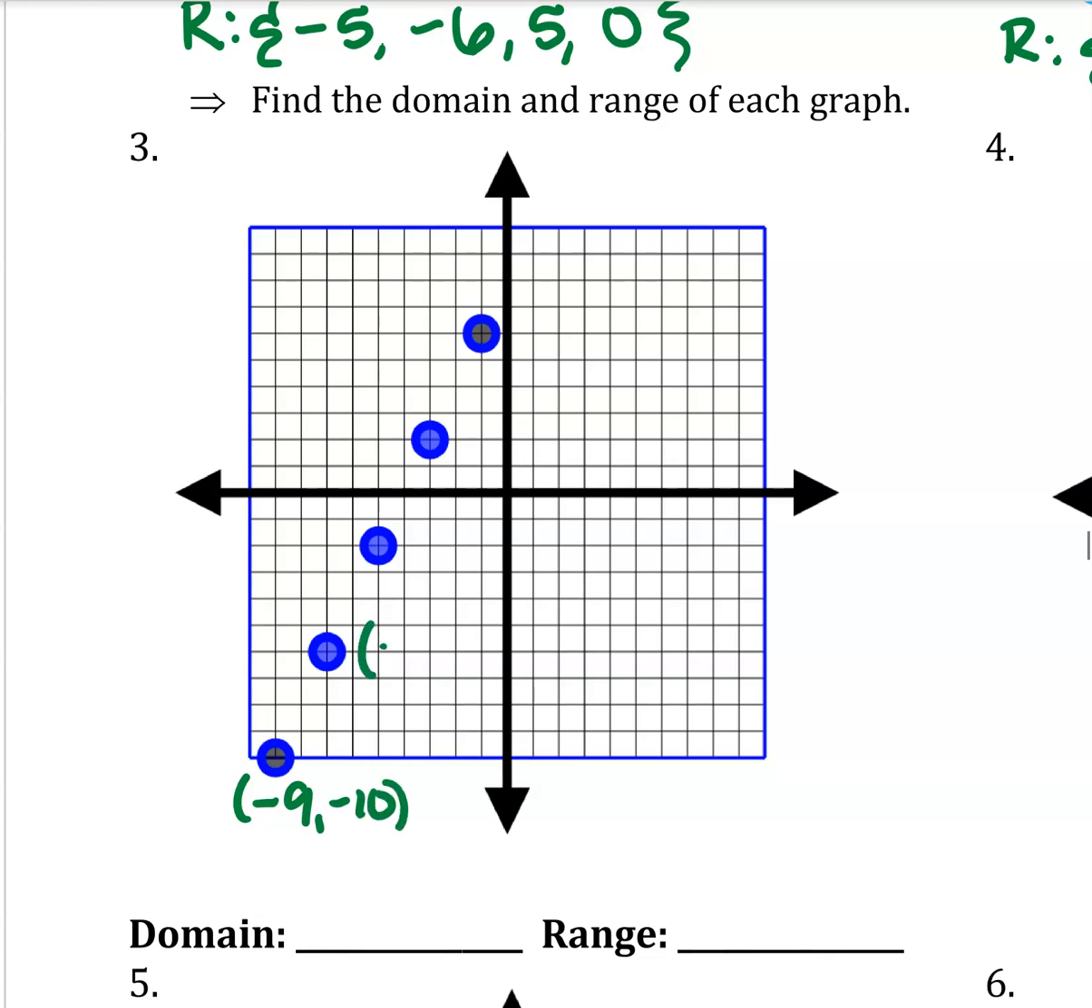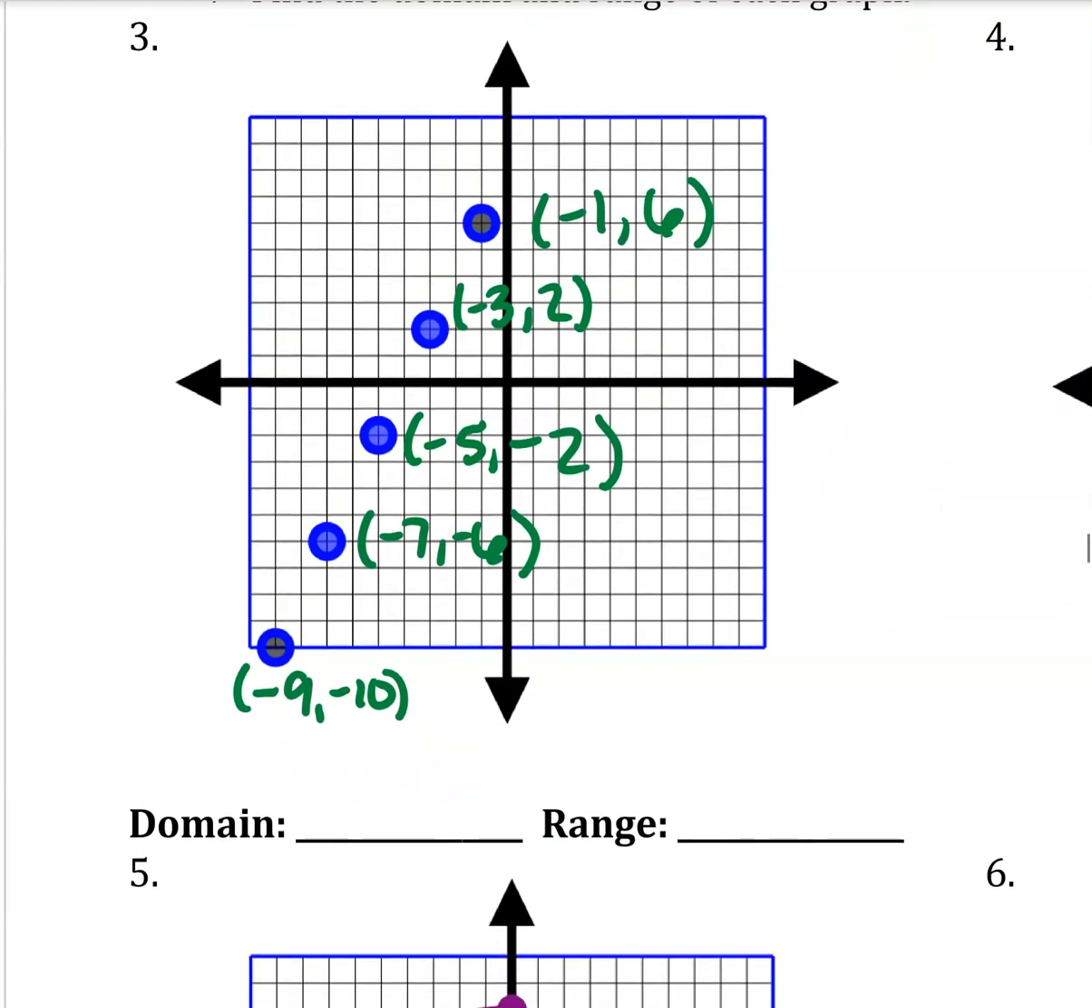This one is -7, -6, -5, -2, -3 and 2, and -1 and 6. All right, and we're going to make a list. So -9, -7, -5, -3, -1. And then same thing with the range.